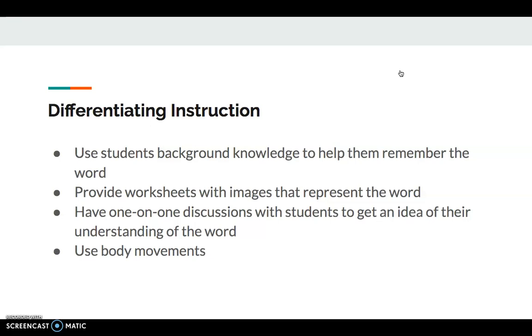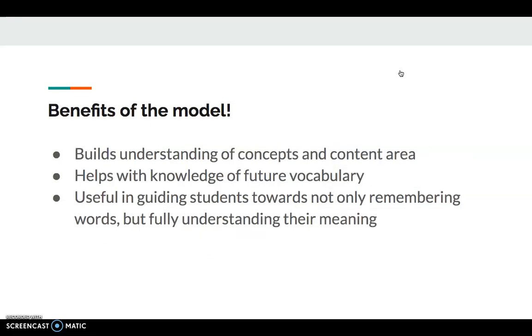Again, having one-on-one discussions with students to get an idea of their understanding of the word, so that you are able to understand what the student knows, and not just what they are able to do in a group setting. Body movements are also really important and a good way to differentiate instruction, because body movements help to connect the brain to what we're learning with our physical body. So that's important as well.